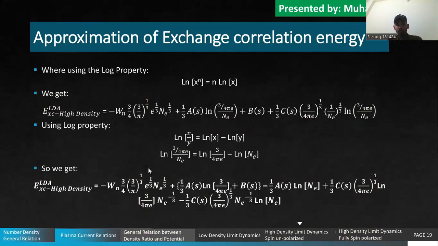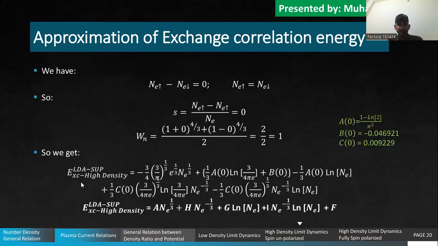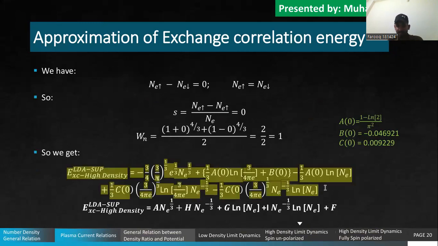now we are going to put values. Now we know that S is equal to 0, so A of 0, B of 0, C of 0, and also we know that WN is equal to 1, so we will put 1 here for WN. So the final relation we are getting is this one. Okay, so now we are again going to simplify it.